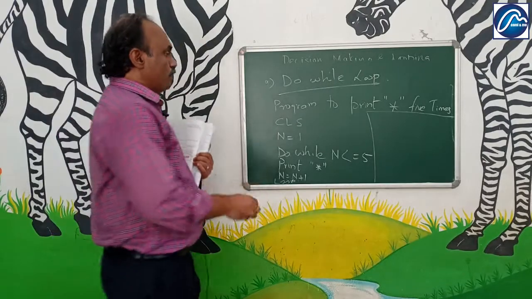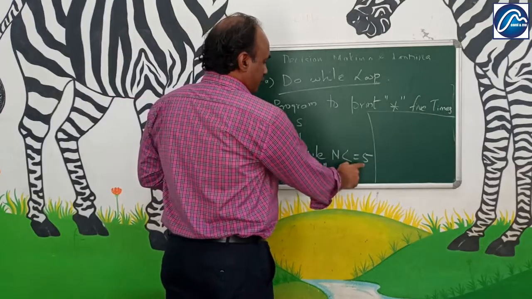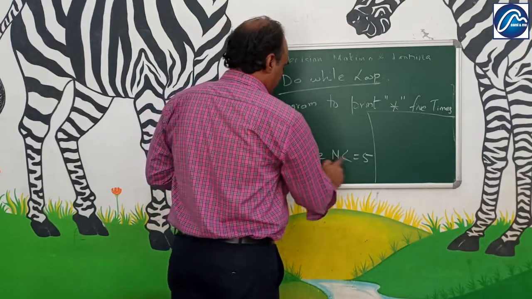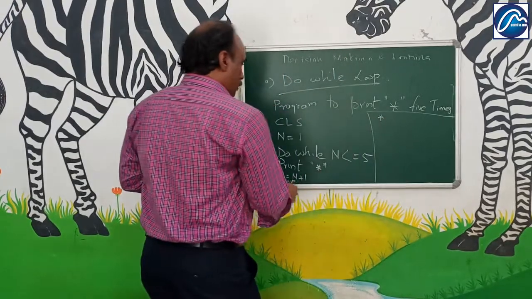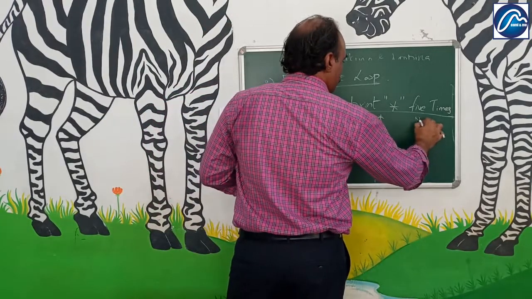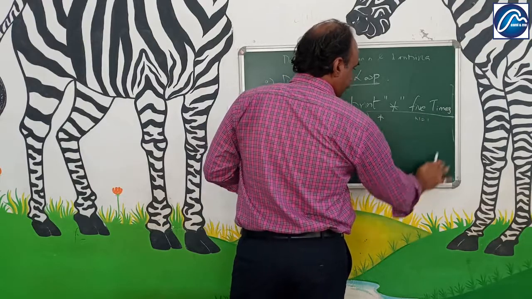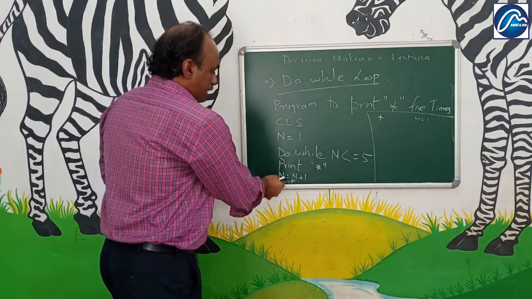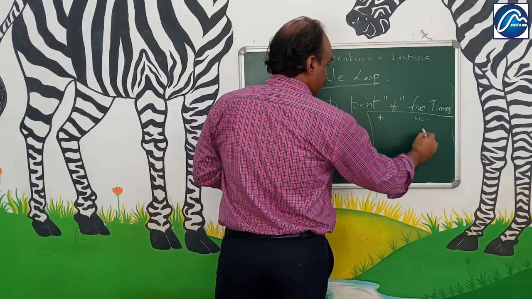See, when I run the program, first will be CLS, n is equal to 1. Do while n less than or equal to 5. What is the value of n here? 1. 1 is less than or equal to 5. So, first will be print asterisk. Now, see, n is equal to 1 here. This I am only giving, this part won't come there on the computer screen. This is only for your understanding. Now, n is equal to n plus 1. What is n? N is equal to 1. N plus 1 will be 2.